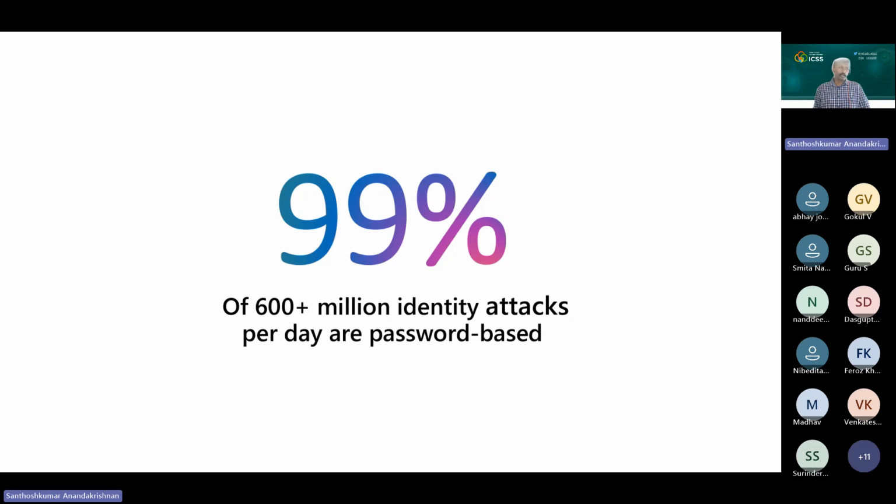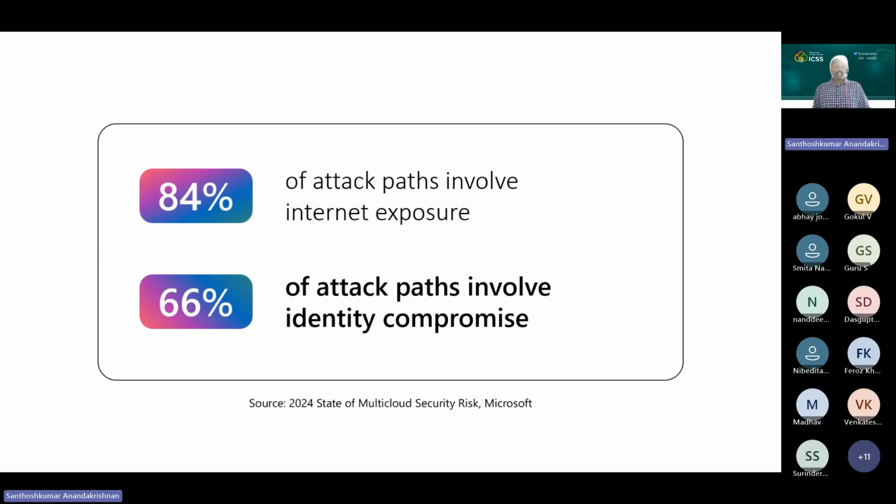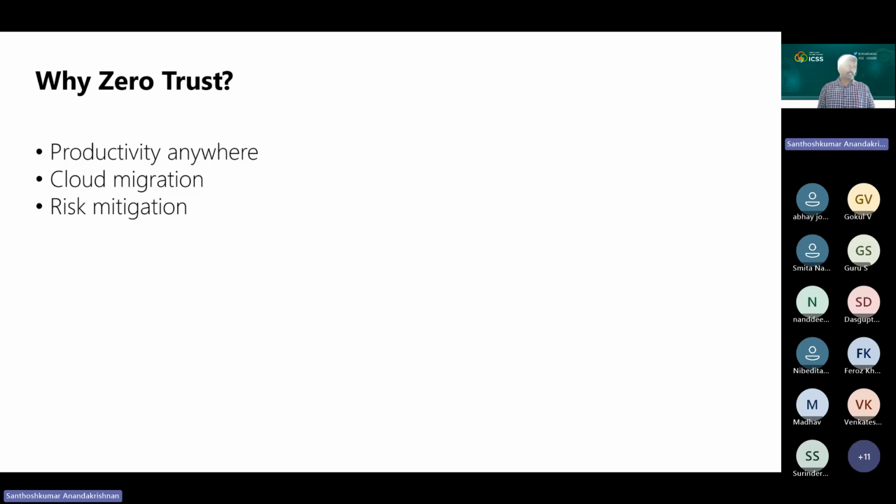On the other side, if you look at the numbers and stats, passwords remain the primary attack vector. Passwords are the weakest link. Also, 84% of attacks involve internet exposure: devices and application services exposed to the internet, and if they are not protected with proper application design or security, they are exposed. The second one is identity. That's just basic statistics to let people know what's happening across the globe. We'll move on to the agenda.